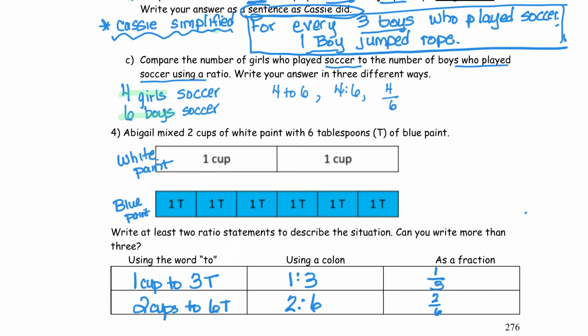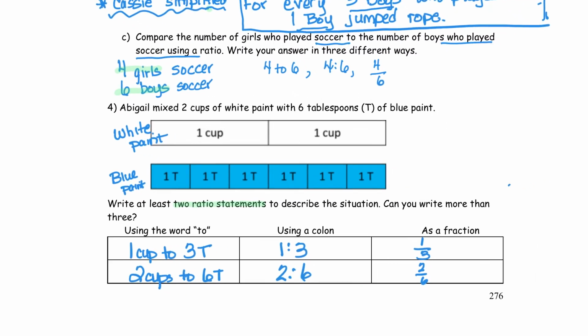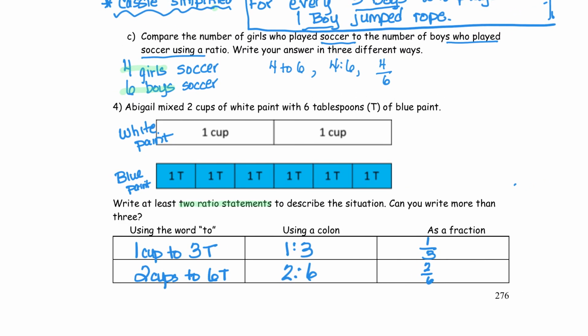Number 4, Abigail mixed 2 cups of white paint with 6 tablespoons of blue paint. Write at least 2 ratio statements to describe the situation. Can you write more than 3? They wanted to know if you wanted to write more. Just, you know what, take that out. That actually shouldn't even be in there, so you can just take that out. And here's an example using the word to.